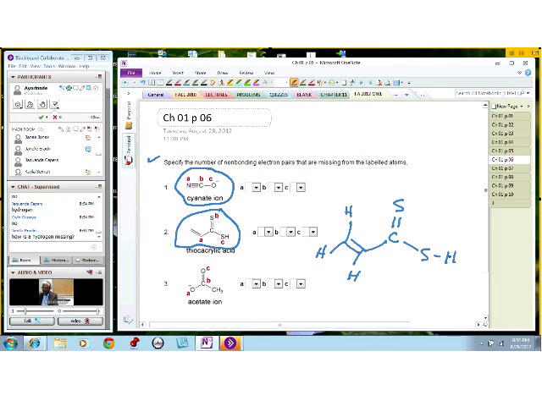Now, they also ask you, on this sulfur here, how many pairs of non-bonding electrons you need. Two. Keep in mind, sulfur is similar to oxygen. Right there, right there. How about this sulfur?